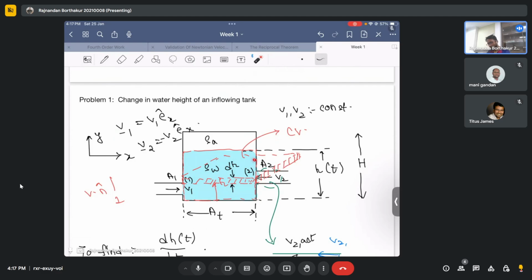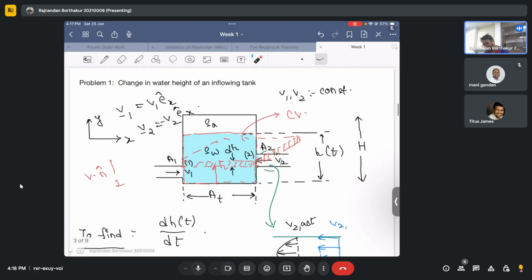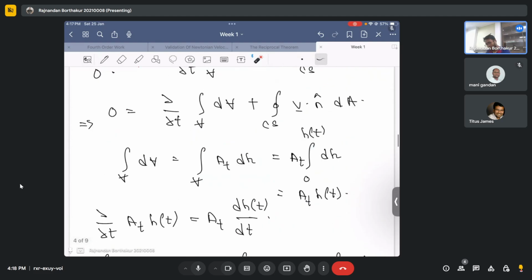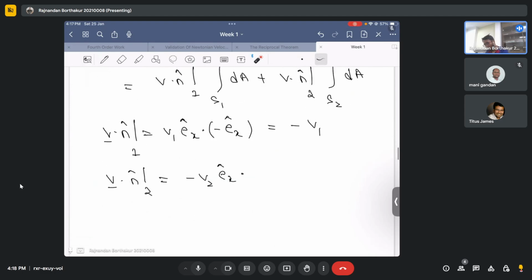Remember, n hat is always outward of these surfaces. What is n hat for this surface? Is it plus ex or minus ex? Here it is plus ex. Exactly, it is plus ex. Why? Because this is my second surface, and n hat is basically in this direction, which is in the plus x direction. Which means this is the dot product with ex, and this just boils down to minus v2.